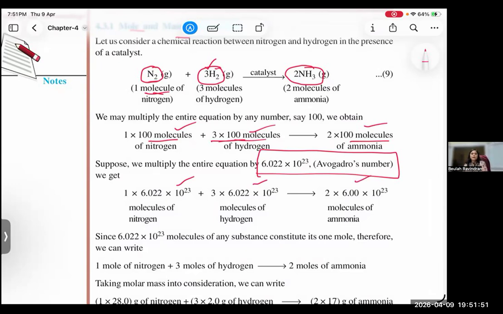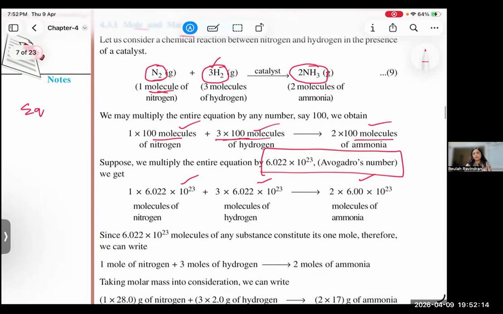Avogadro was a scientist. He proposed this idea in 1811: equal volumes of gases contain equal numbers of molecules. So that is his law. Better write it: equal volumes of gases contain equal number of molecules.